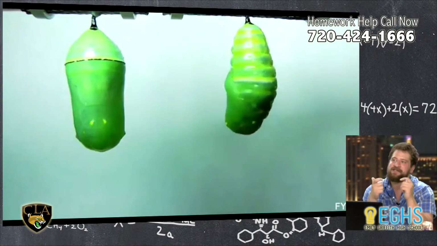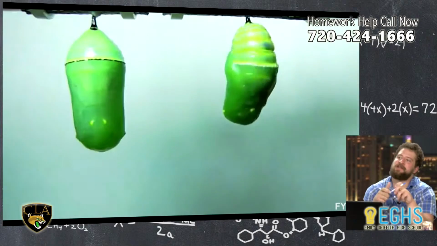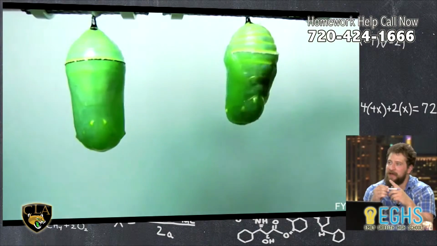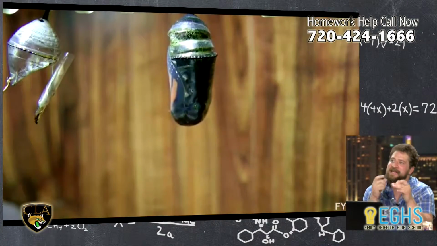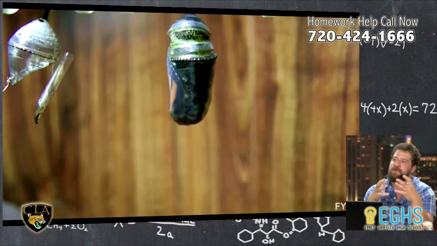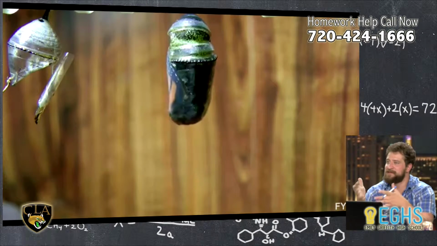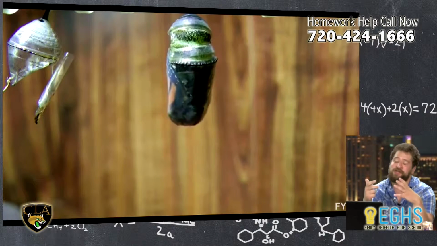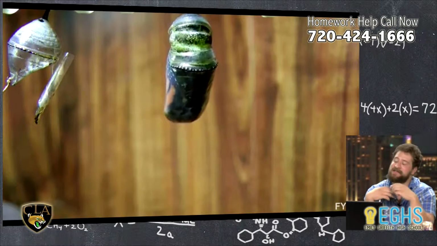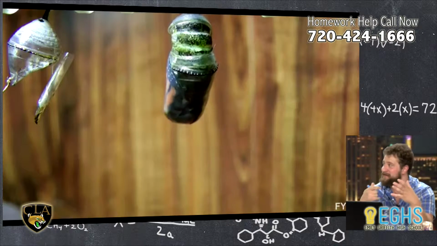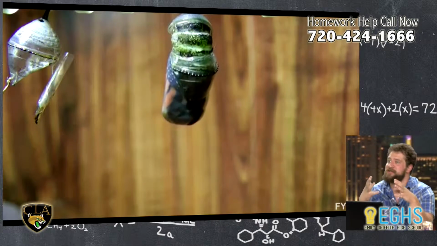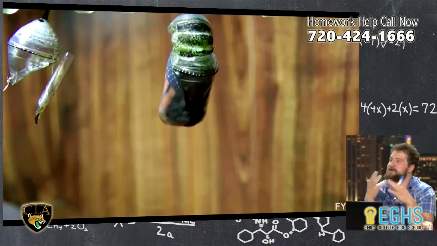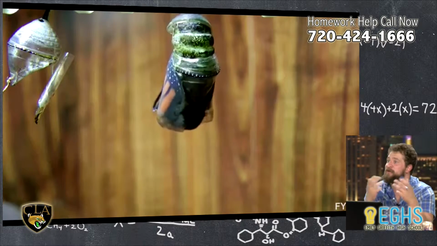The only cells that are going to be left over are these special cells called imaginal discs. And imaginal discs are like the cells that have the code for making all the different parts of the adult insect. So there'd be an imaginal disc for the antenna. There'd be 2 imaginal discs for the wings. There'd be 6 imaginal discs for the legs of the insects. And so from these imaginal discs, all different parts of the butterfly will start to form.